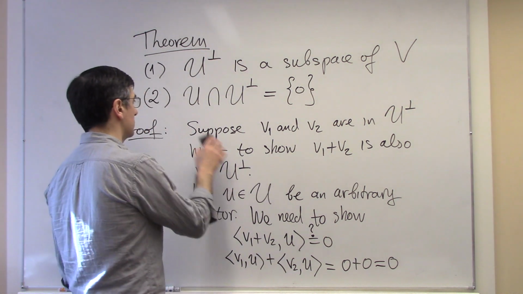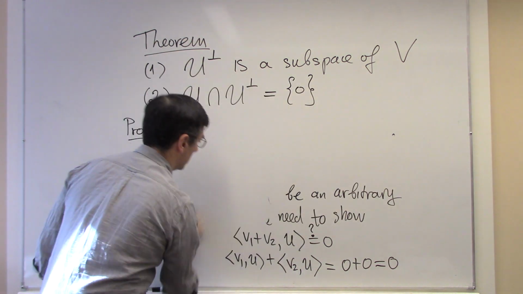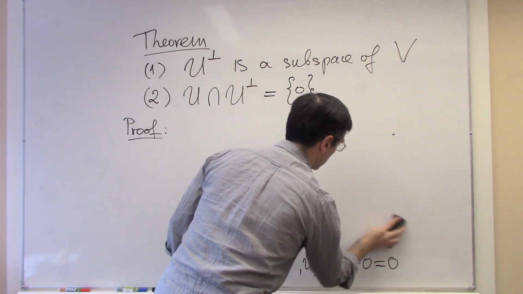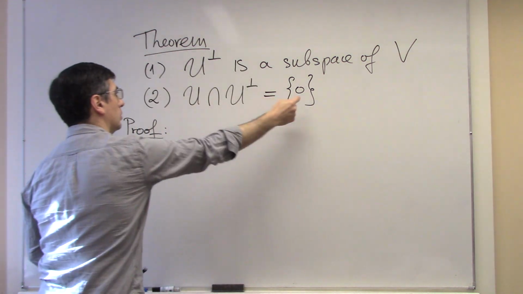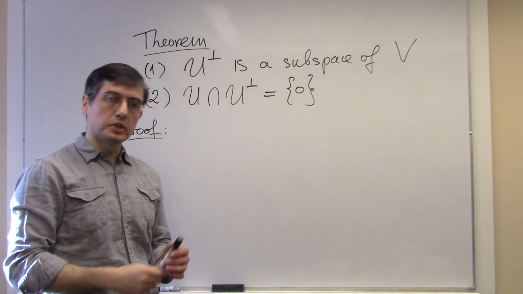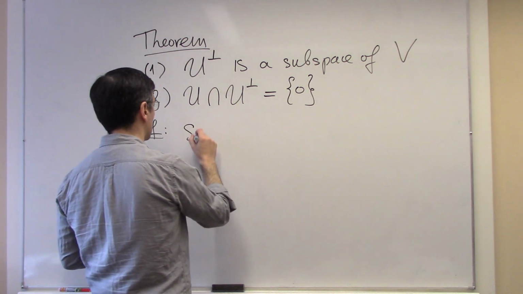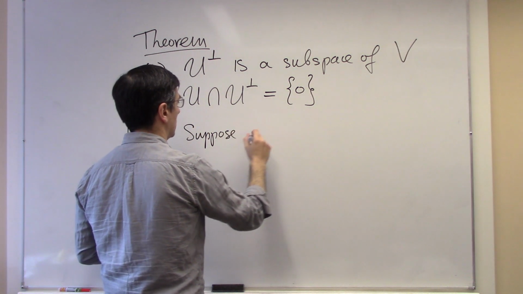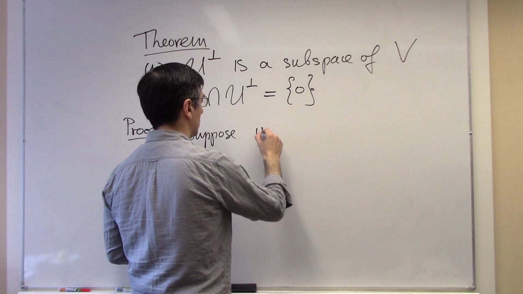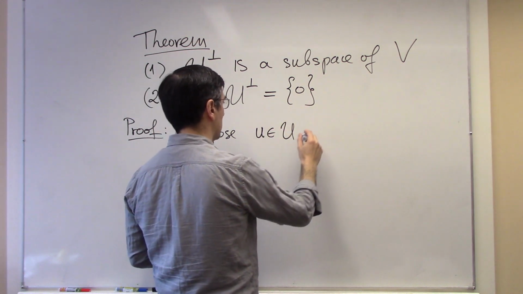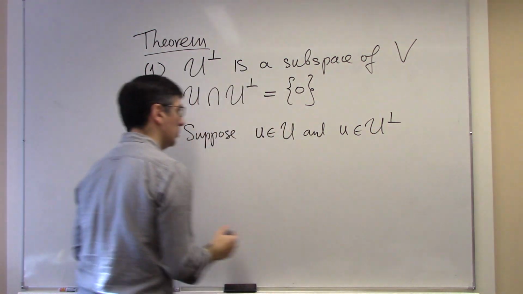Alright, so now let's erase this part and prove the second part. And the second part is even easier. So we want to prove that only the 0 vector is in both U and its orthogonal complement. So suppose u, a small u, is in capital U and the same u is in the orthogonal complement.